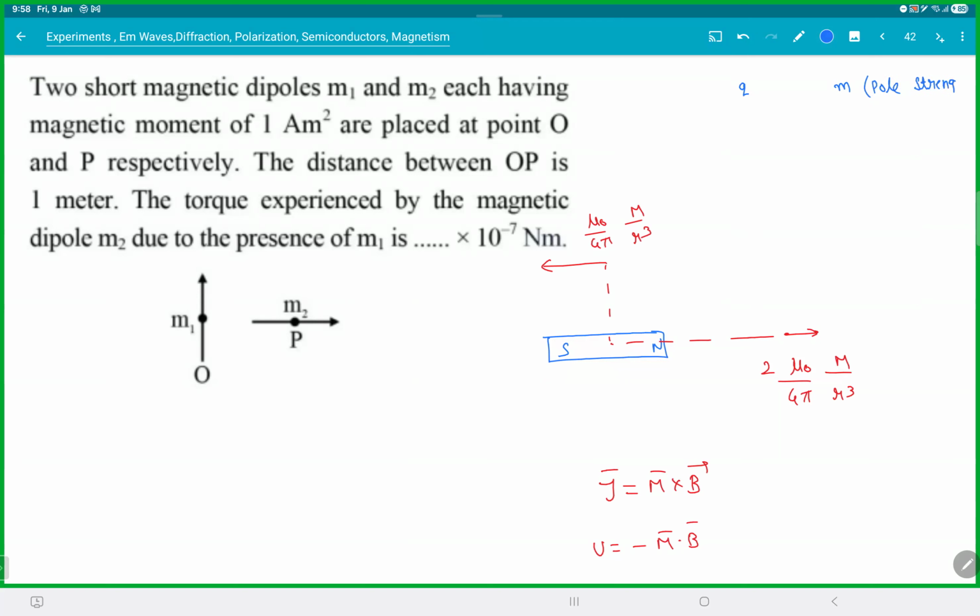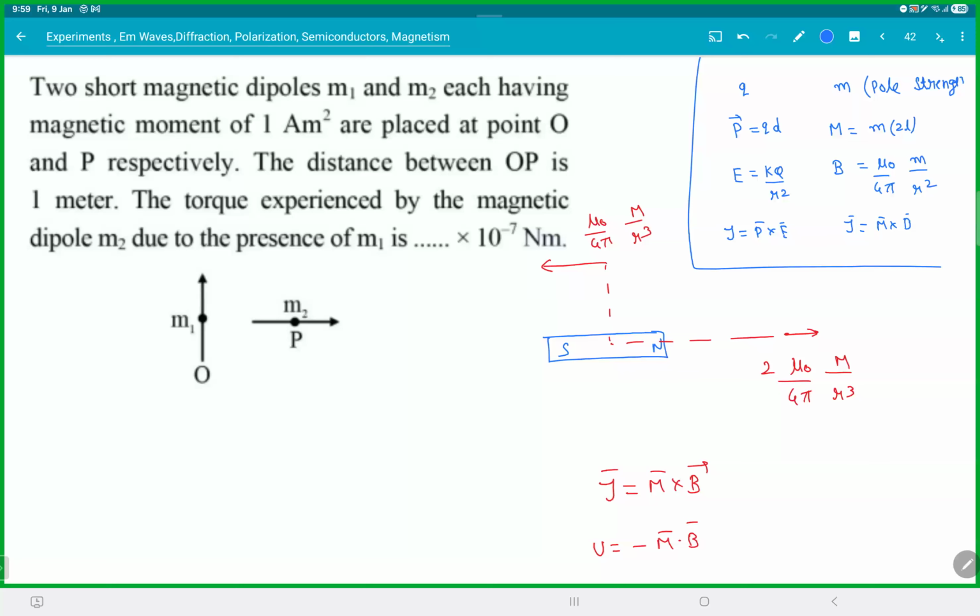We wrote something called magnetostatics. Dipole moment P bar is equal to capital M, which is small m into 2L. This is Q into D. Electric field is K Q by R square. Here magnetic field, in place of K, mu naught by 4 pi, and in place of Q, small m by R square. Here torque is P cross E. Here torque is M cross B. So they would give you all the same formulas there.